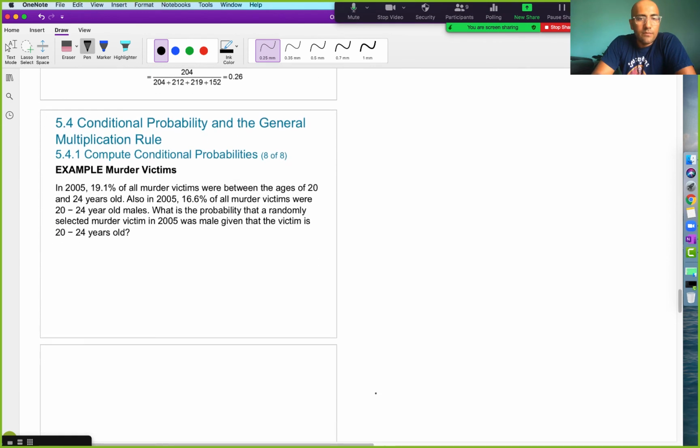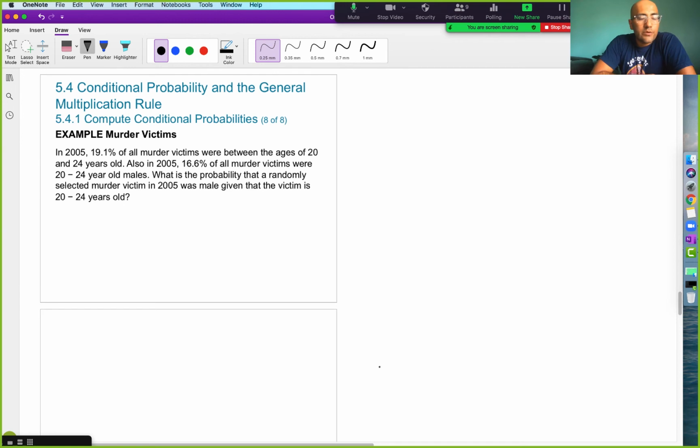Let's look at another example. Sometimes we won't have the benefit of a nice table. We just have a word problem we have to decipher, and then rely on our formulas. In 2005, 19.1% of all murder victims were between the ages of 20 to 24 years old. Also in 2005, 16.6% of all murder victims were 20 to 24-year-old males. What is the probability that a randomly selected murder victim in 2005 was a male, given that the victim is 20 to 24 years old?